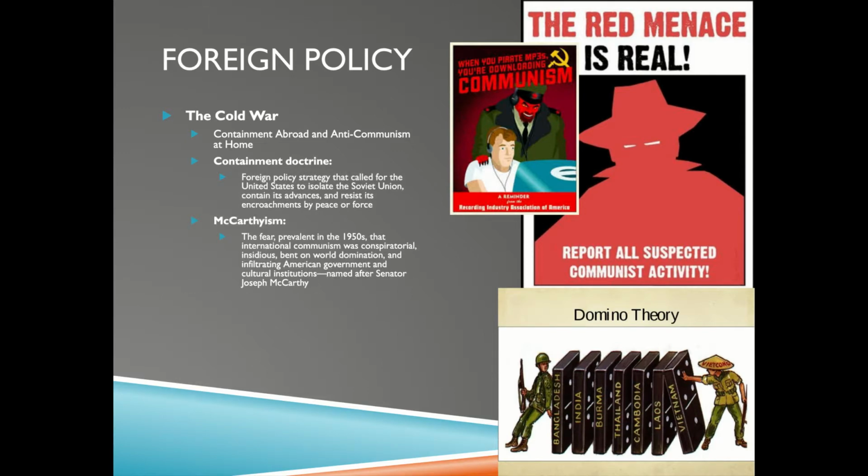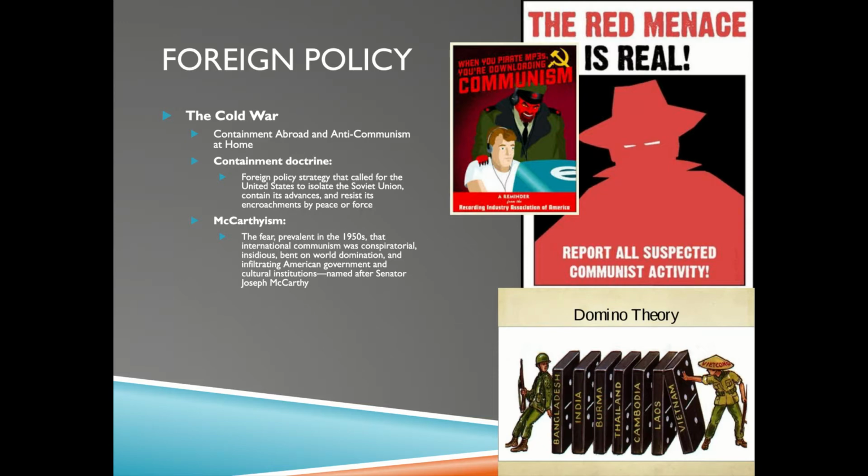The Cold War, okay? The Cold War was not an actual war. They call it a cooling of relations between the U.S. and the Soviet Union. Essentially, it was democracy against communism, where we fought for containment abroad, but we wanted to keep communism where it was. We did not want communism spreading to other countries. We did not want communism spreading to Cuba and to Vietnam and Korea, which we'll get to in a second. All right, we wanted to promote anti-communism at home.